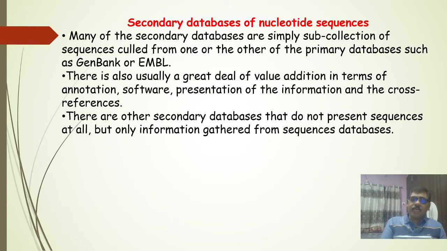Then there are the secondary databases of the nucleotide sequences. Many of the secondary databases are simply sub-collections of sequences culled from one or other of the primary databases such as GenBank or EMBL. There is usually a great deal of value addition in terms of annotation, software, presentation of the information, and cross references. There are other secondary databases that do not present sequences at all, but only information gathered from the sequence databases.